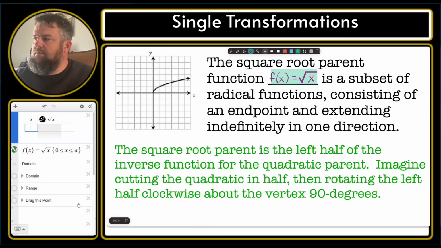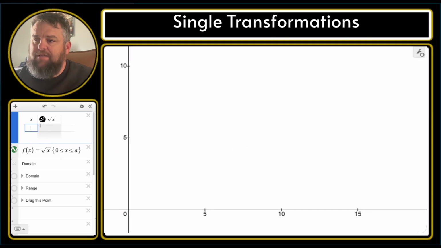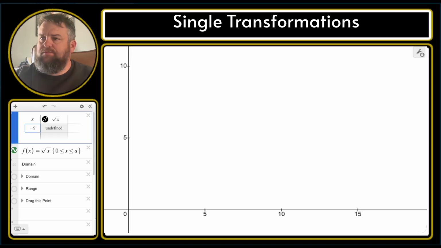All right, so let's take a square root function and plug it into Desmos. We're going to go into Desmos and take a look at what the graph and the table would look like. So for the table, let's start with some negative values. If I plug in -9, oops, I get undefined.